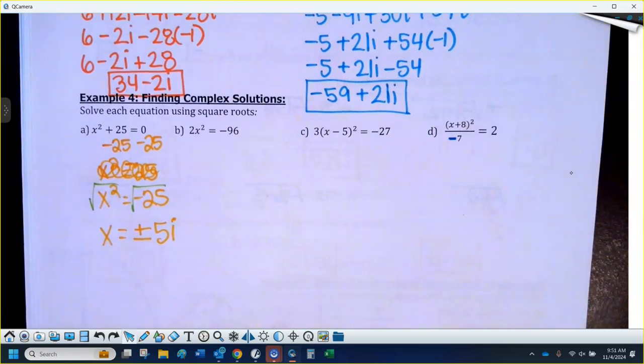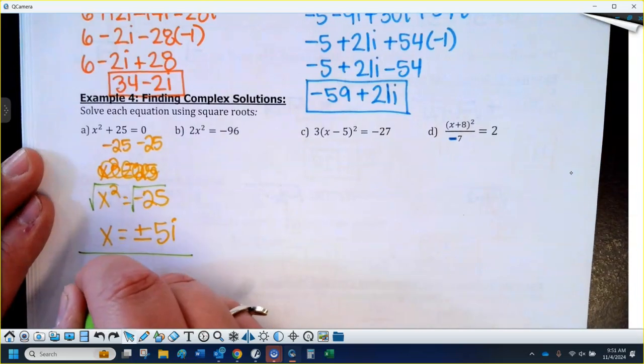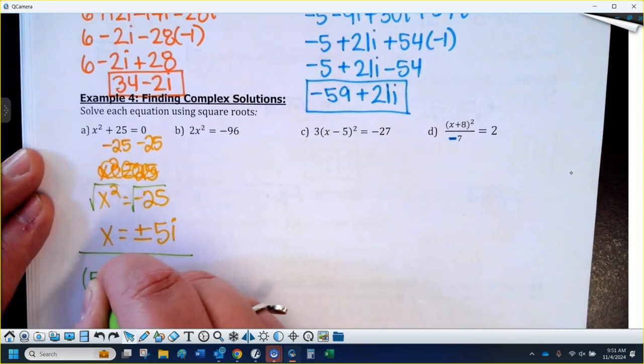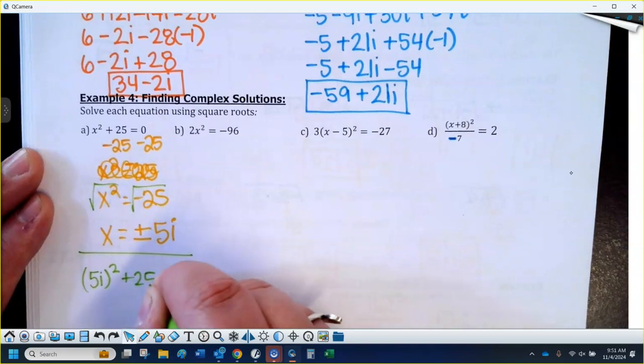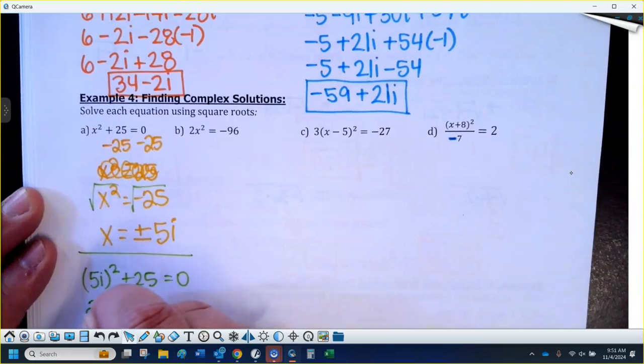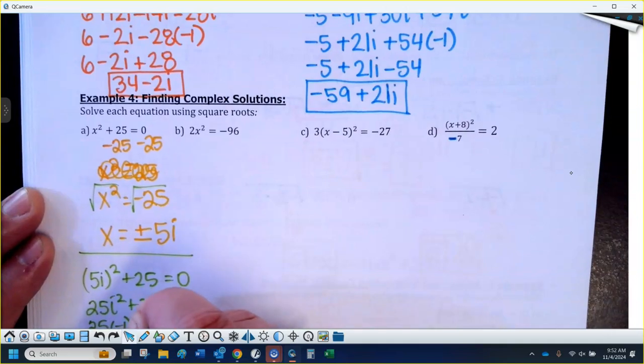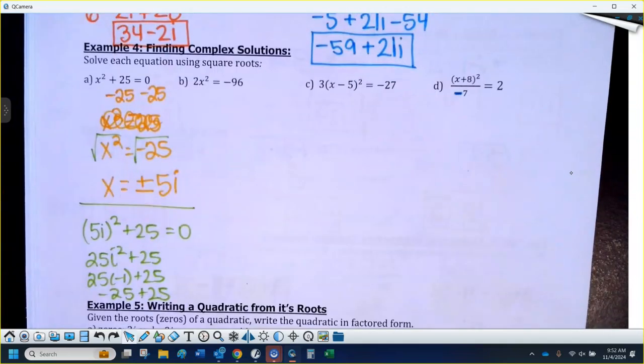You would not see this on a graph. It would not cross the x-axis if we graph the related parabola here, but it does have two imaginary solutions. If you were to plug this back in, which you absolutely don't have to do, but if I put 5i in place of x, we would have 5 squared would be 25, and then I'd have i squared, which would be 25 times negative 1. So I had negative 25, and then it'd be plus 25, which would add up to 0.